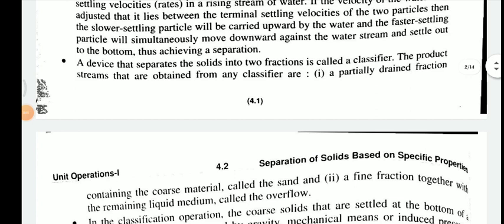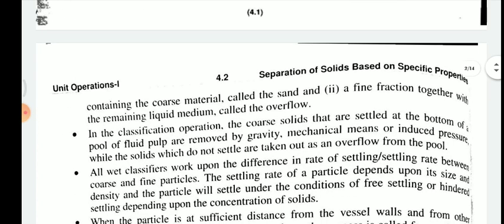The first product is a partially drained fraction containing the coarse material, called the sand, and the fine fraction together with the remaining liquid medium, called the overflow.